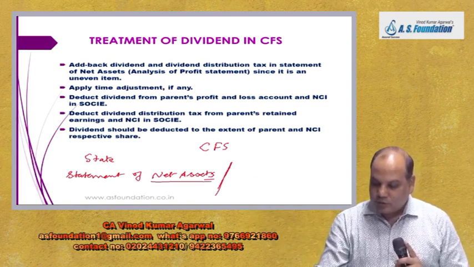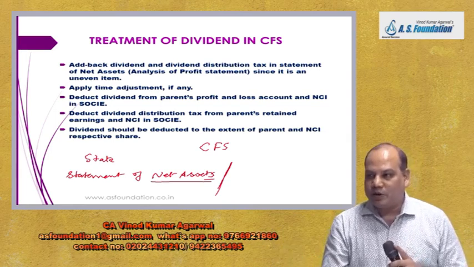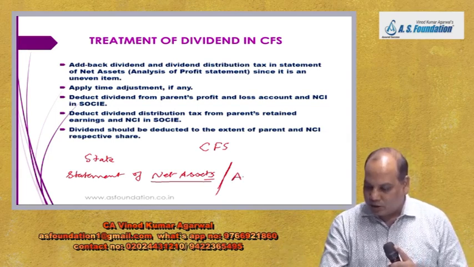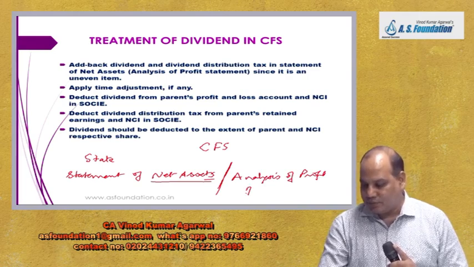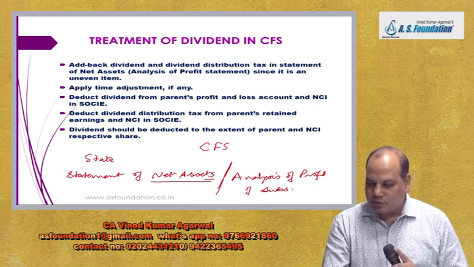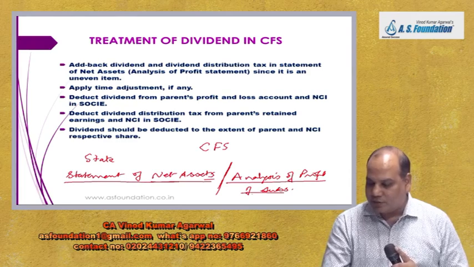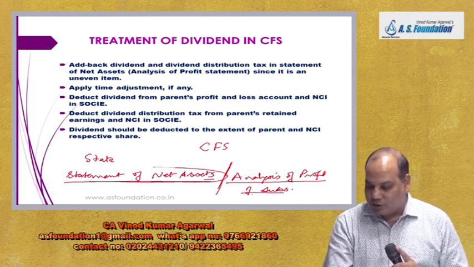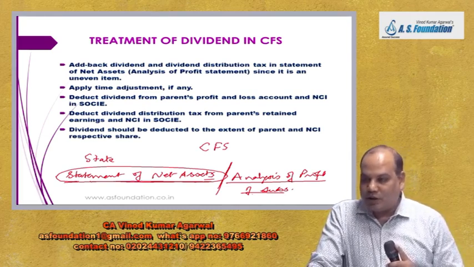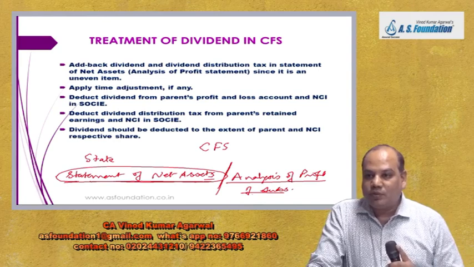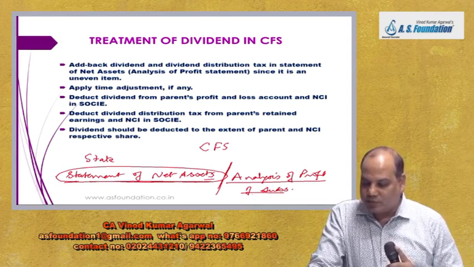Or there is one more way to prepare the CFS by preparing analysis of profit of subsidiary. So either of the two statements we will follow for analyzing the profit of subsidiary. Okay, both are same, only in the statement of net asset we will write share capital also. Whereas in analysis of profit we'll only write profit and reserves. Rest of the items are same.